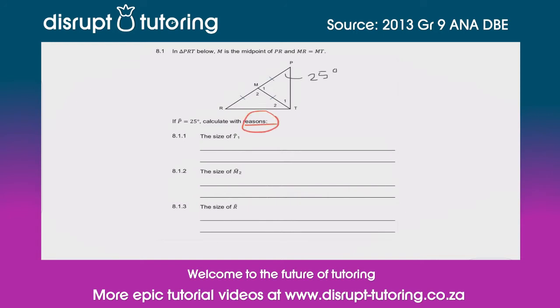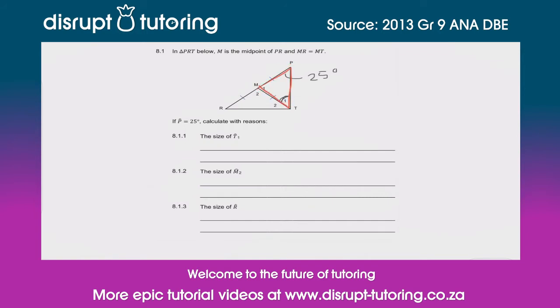Calculate with reasons. Reasons, super important. There are marks available for reasons, so if you don't provide the reason, you cannot get the mark. What is the size of T? So they want us to find out what this angle over there equals. Now let's see how we can do that using our 25 degrees.